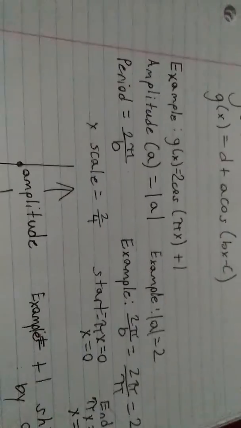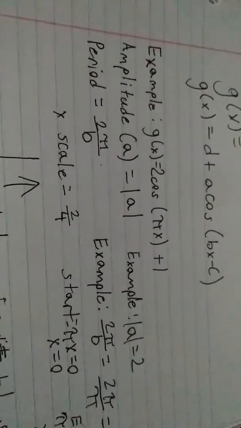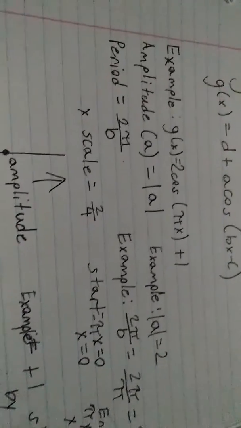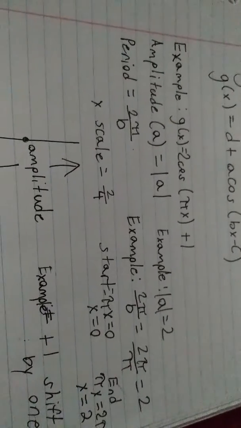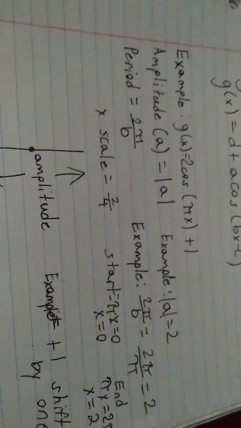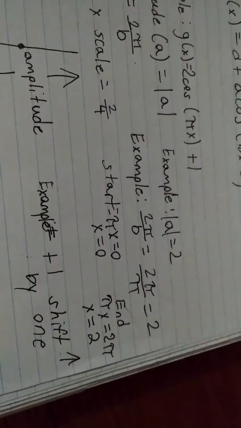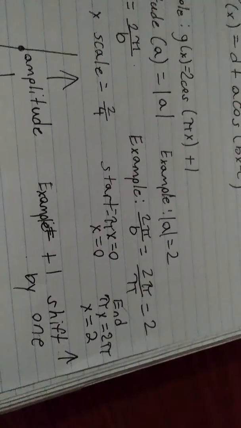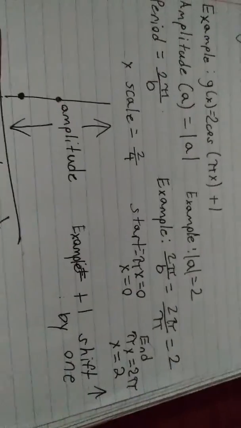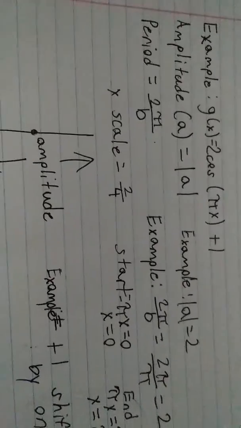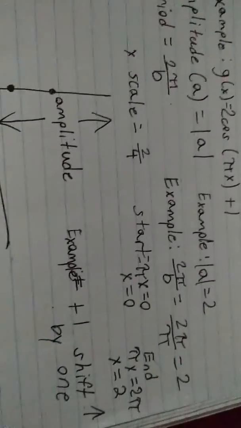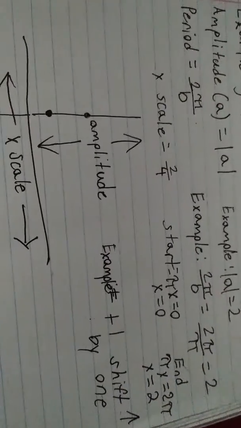The amplitude is going to be what a is. It's always the exact number. So in this example, 2 is the amplitude. The period is 2 pi over b. So 2 pi over b is going to be 2 pi over pi, which equals 2. On a scale, we're going to take that 2 and divide it by 4, and that will give us our x scale, or our distance between critical points.